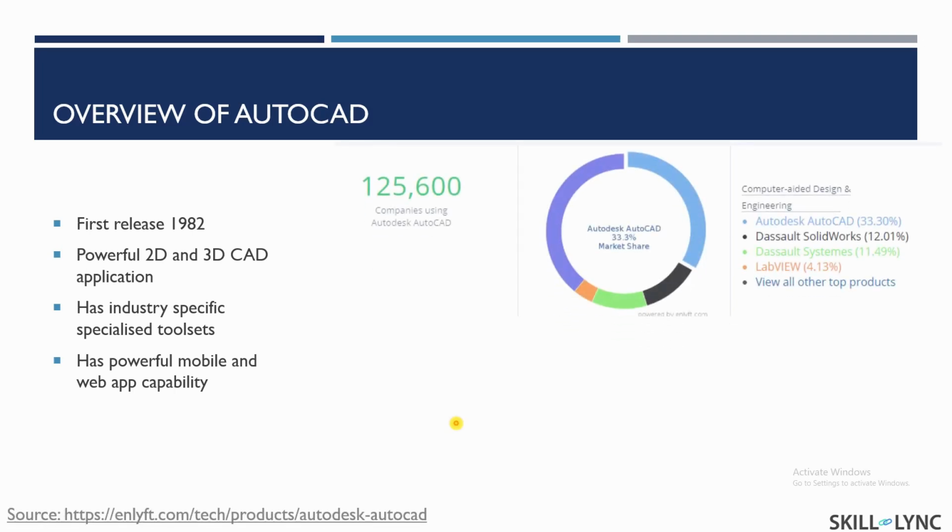This is an analysis from Enlyft, where they've estimated that nearly 125,000 companies use Autodesk for their modeling. It contributes to nearly 33% of the CAD market, followed by SolidWorks, and then Dassault Systèmes and LabVIEW and so on. So in the 2D computer-aided design and engineering domain, AutoCAD is a very powerful and widely used tool.